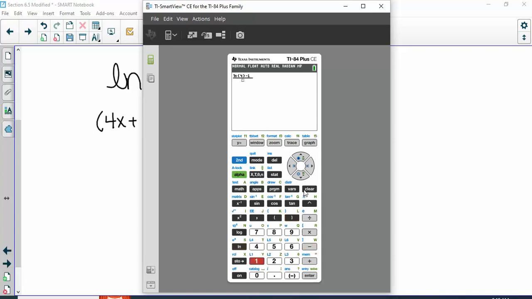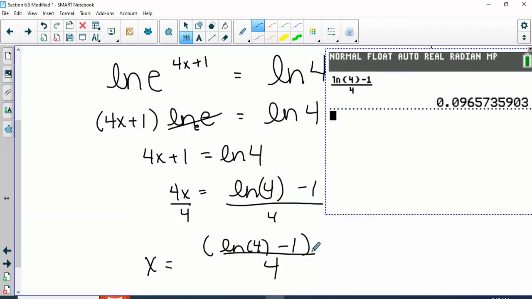The natural log of e is a base of e, so it cancels out. So we had the natural log of 4 minus 1 all divided by 4. So we get 0.0966 if we go to 4 decimal places. Did you guys get that? Yes. Okay.